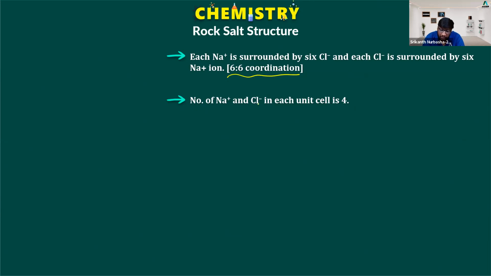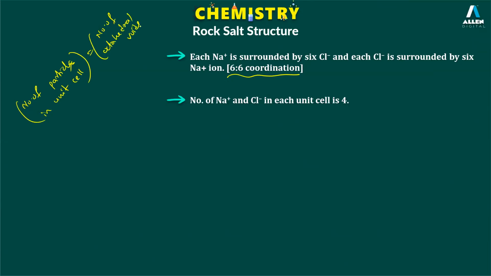So now the number of Na plus and Cl minus in each unit cell. Where are Na plus present? Number of atoms in unit cell, or number of particles in unit cell, will be equal to number of octahedral voids. Can I say?